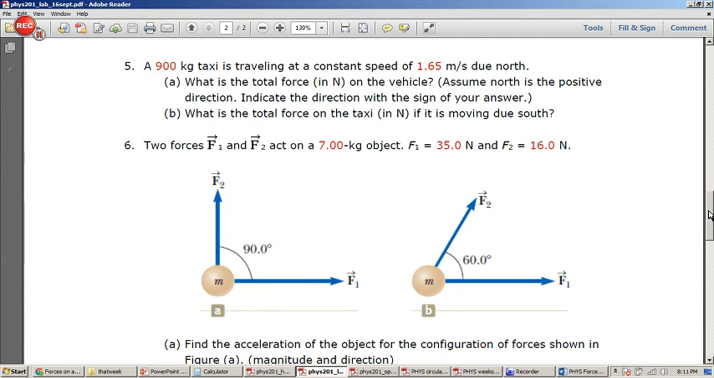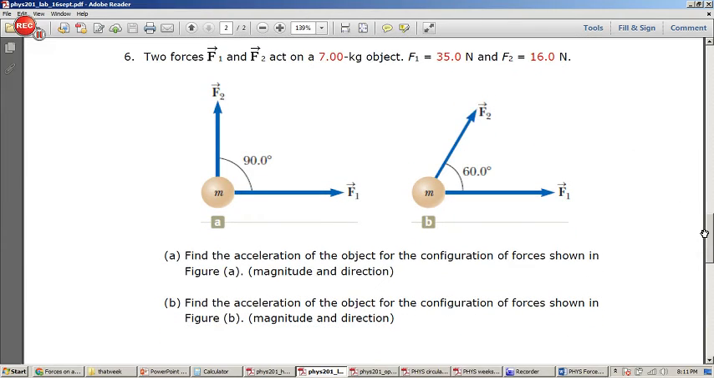It requires reasoning. Number 6 here, and if you're doing the web assign, there will be a number 7 as well. Those things do require reasoning and doing calculation. I tell you that F1 here is 35 newtons and F2 is 16 newtons. And we have 2 cases. Part A is doing it when there's a 90-degree angle between them.